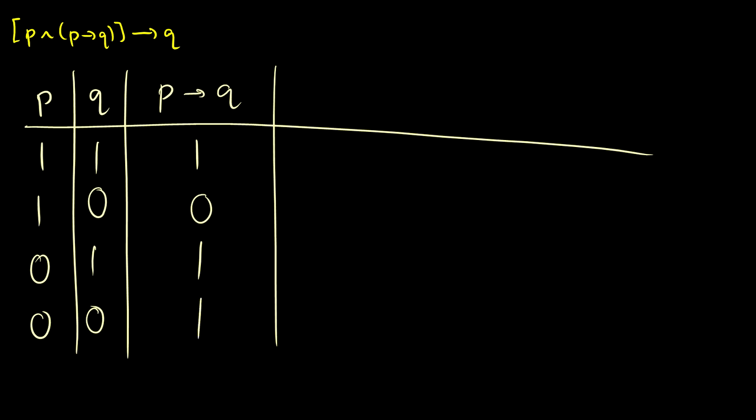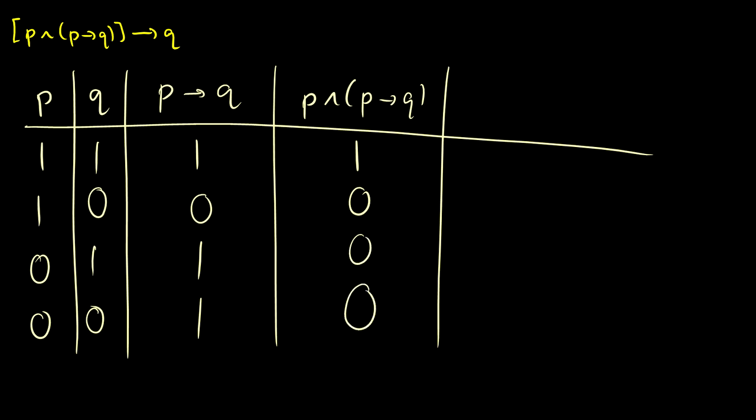Now we have P and P arrow Q. So let's do this one next. P and P arrow Q. So this is true when both P and P arrow Q are true. So it is going to be true in the first row, and false in the remaining rows. Okay. And then this is all arrow Q. So we have P and P arrow Q, arrow Q.